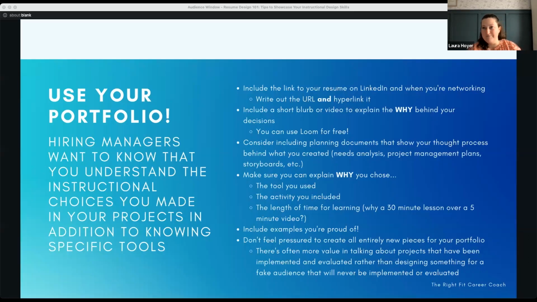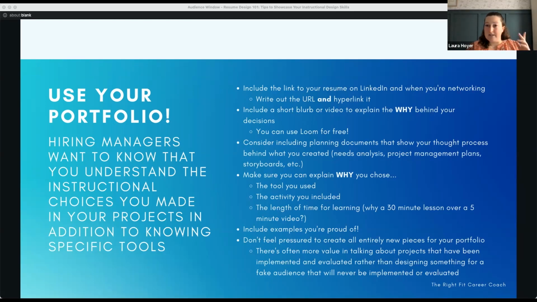Now, portfolios. Hiring managers want to know that you understand the instructional choices you made in your projects, in addition to knowing the tools. A lot of people I've talked to, especially as they learn all of the tools related to instructional design, feel like they just need a storyline example. They need a RISE course. They need a video of anything, which in a way you can create a lot of different things for a lot of different reasons.